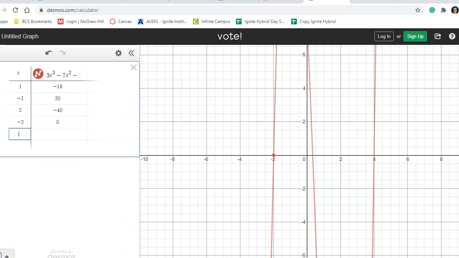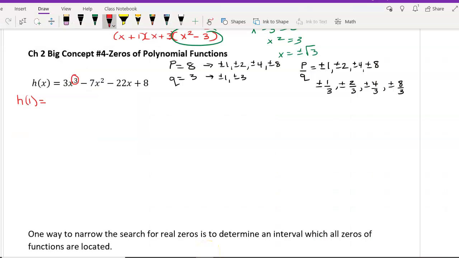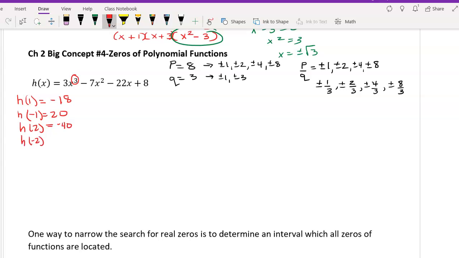So let's go back to our OneNote and list our possible values. So we know that H of 1 was negative 18. H of negative 1 equals 20. H of 2 was negative 40. But then when we got to H of negative 2, we got to 0.